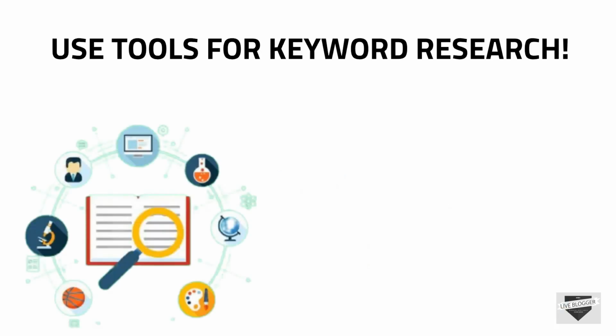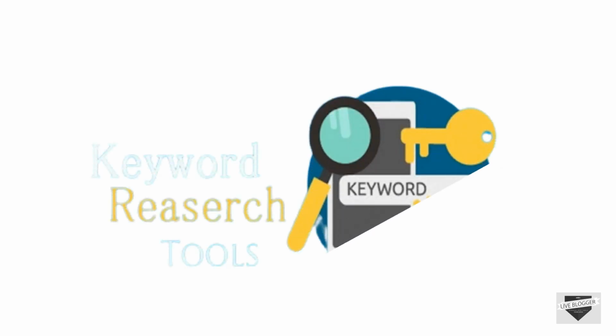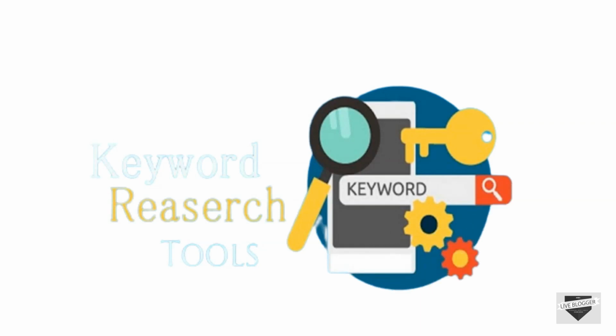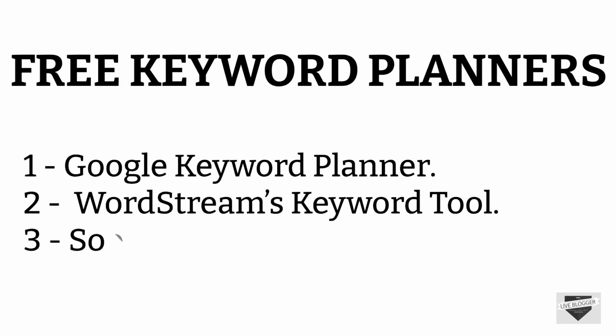The fourth step is to use tools for keyword research. With the use of a keyword research tool, you can easily collect data on keyword volume and trends, and you can also see which keywords have higher competition related to your niche. There are some free keyword research tools which you can easily use to find a perfect keyword.